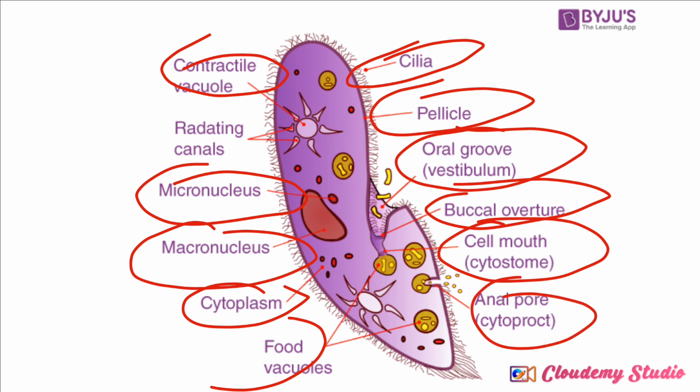This one is used for excreting water, and this one is used for excreting the waste product that is not needed by the body. So that is the structure of paramecium. Can you see that they look like a slipper? So they are called slipper animalculae.